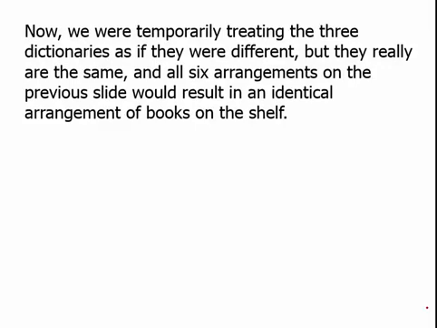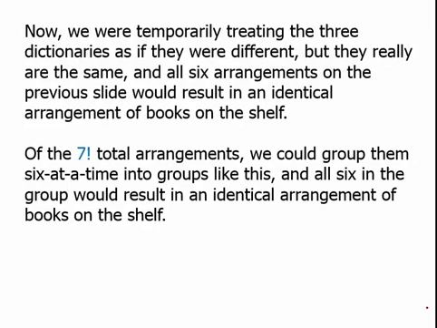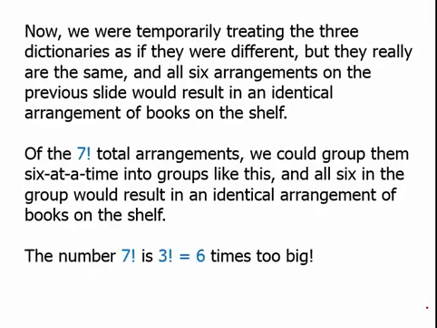Now we were temporarily treating the 3 dictionaries as if they were different, but really they are the same. And all 6 of those arrangements on the previous slide would result in an identical arrangement of the books on the shelf. Of the 7 factorial total arrangements, we could group them 6 at a time into groups like this, and all 6 in the group would result in identical arrangements of books on the shelf. So as long as the 4 novels are in the same 4 slots, it doesn't matter how we swap around the dictionaries, it's going to be the same arrangement on the shelf because the dictionaries are identical.